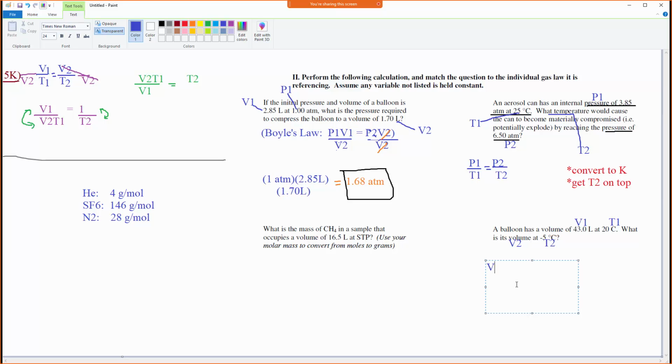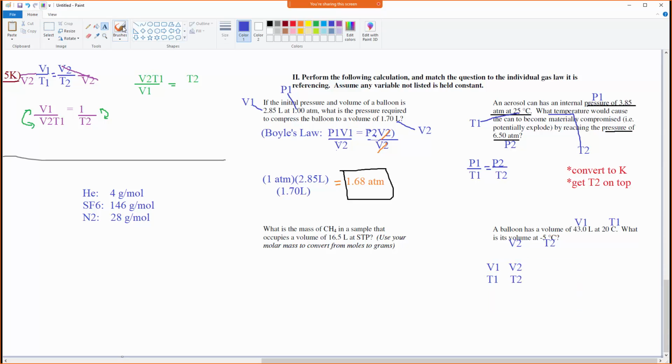Perfect. I think that one is Charles's law, right? V1 over T1 equals V2 over T2. Good. Again, we want to get volume by itself and make sure you convert to Kelvin on your temperatures, and you can solve that one.